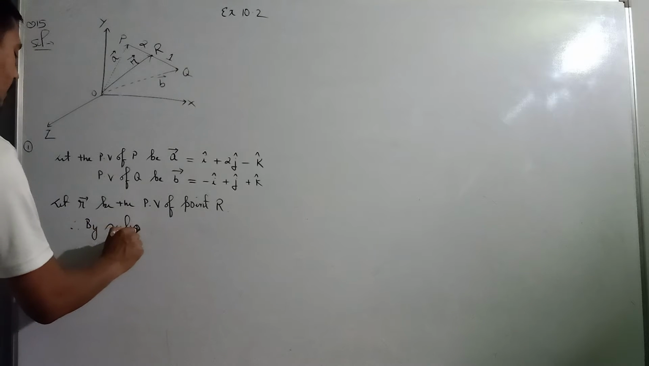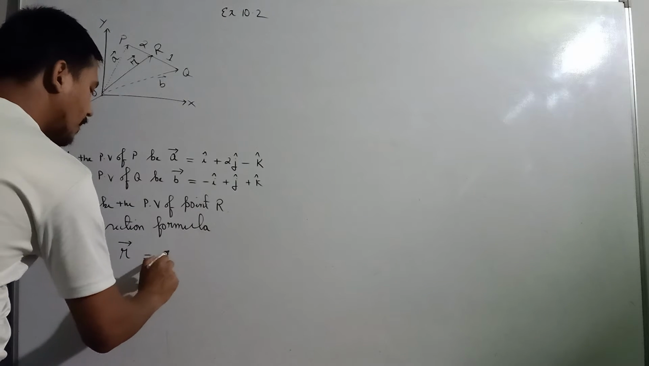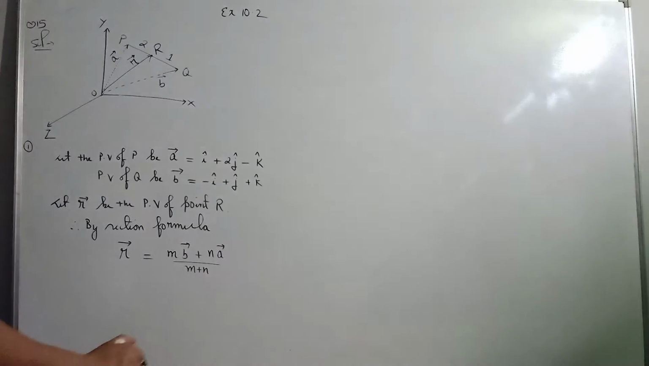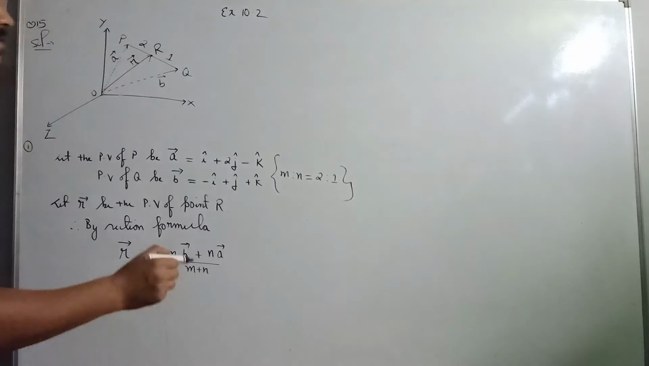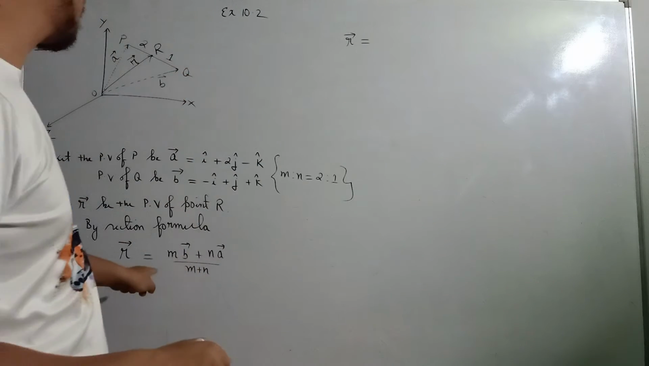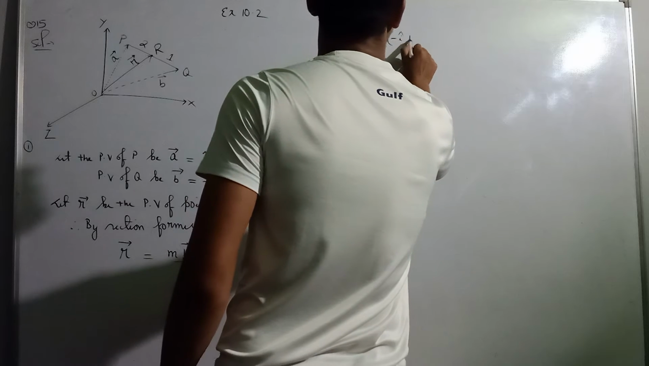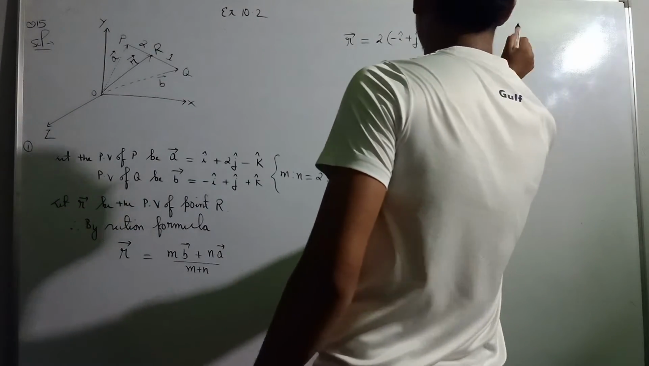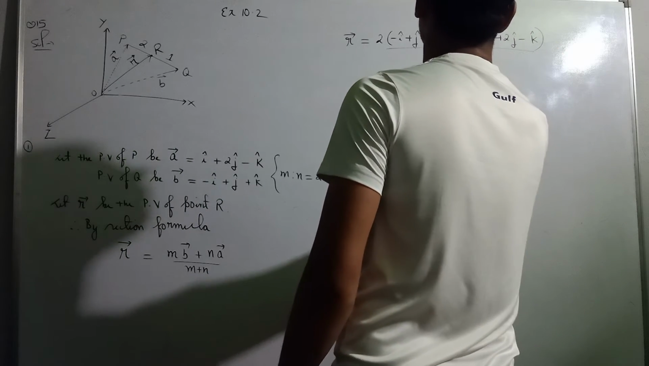Therefore, by section formula, position vector of that point R will be given by M times vector B plus N times vector A upon M plus N. Here your ratio is 2:1. That means M is to N is equal to 2:1. Therefore, vector R will be given by M times vector B, so 2 times, what is your vector B? Minus i cap plus j cap plus k cap, plus N times vector A. N is 1. What is your vector A? i cap plus 2j cap minus k cap, upon M plus N, 2 plus 1.